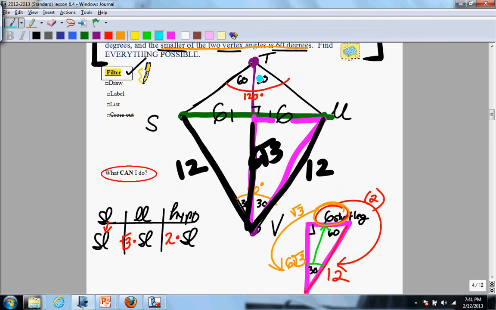Now up here, we're going to pull this one out in blue. Follow along. This is 30, this is 60, and 90, and now the 6. Now be very careful here. The 6 is no longer the short leg. It's now across the larger angle, so the 6 in this blue triangle is now the long leg.